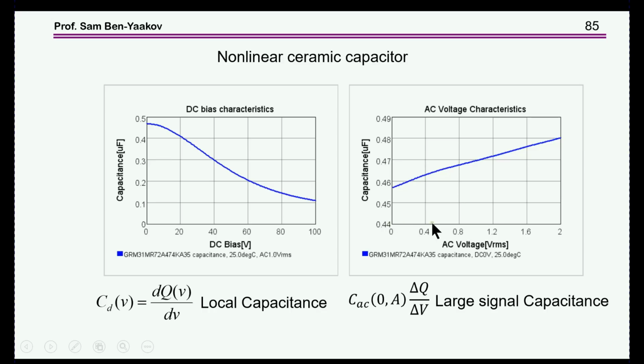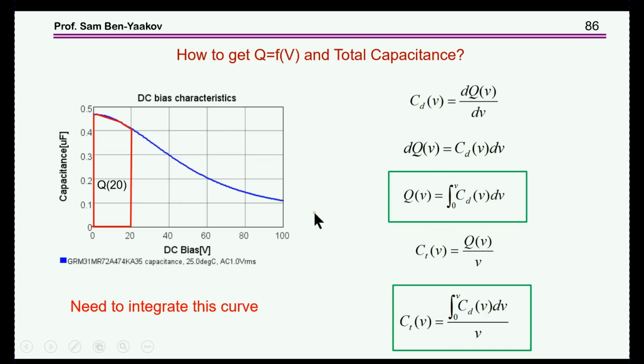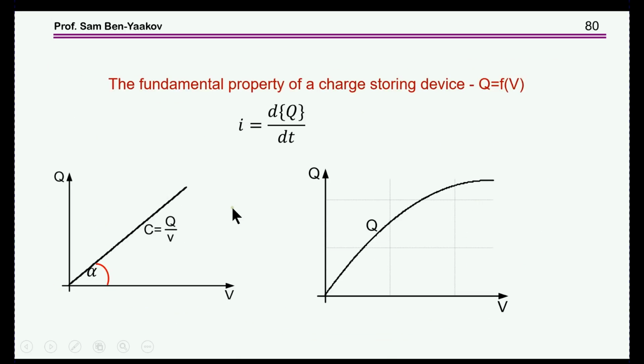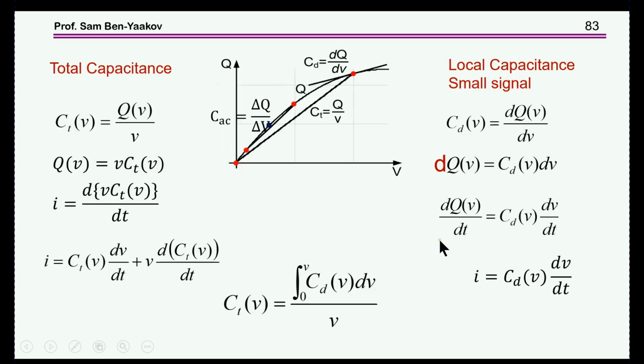Because the AC capacitance is given for a certain range, at zero DC bias, while here we are given the derivative as a function of the voltage on it. So how can you get one from the other? The key is to get this curve, this one. Once you get this, you know everything. This is not given, but it's very easy to get.